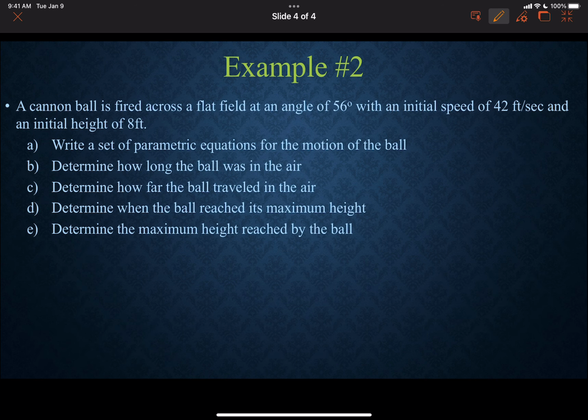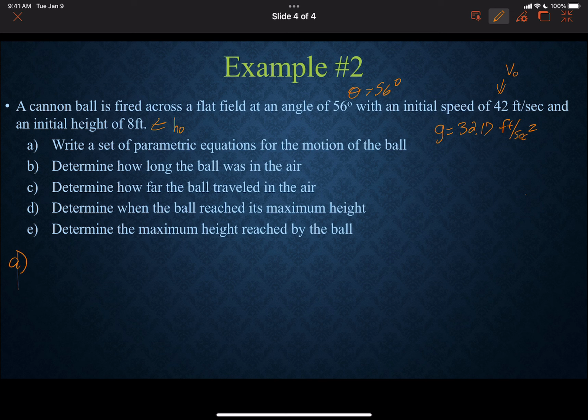And that's what we're going to look at here. So a cannonball is fired across a flat field at an angle of 56 degrees, initial speed of 42 feet per second, initial height of 8 feet. So we're going to use g is 32.17 feet per second squared for our g value. So theta is the 56 degrees, not a nice angle. My initial speed is the 42, and my initial height is the 8.